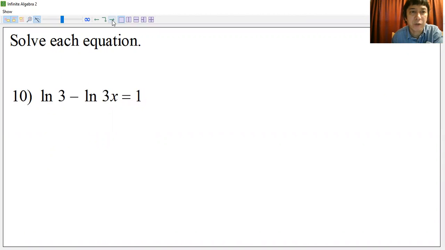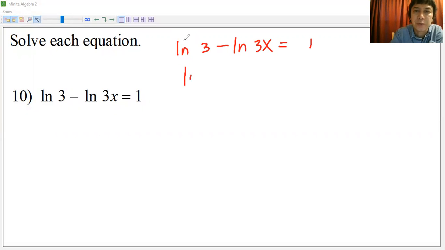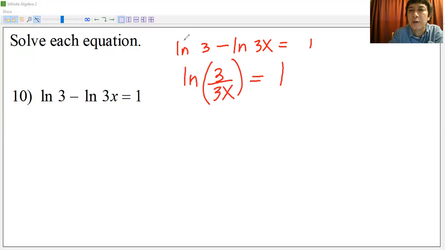Here's the next one. Solve the equation ln 3 minus ln 3x equals 1. Copy the problem first. All right, it's a minus, so we can express the 3 and the 3x as a ratio. So this is now ln 3 over 3x. Compressing the logarithm to one single logarithm, the 1 is, of course, ln e to the 1. There.